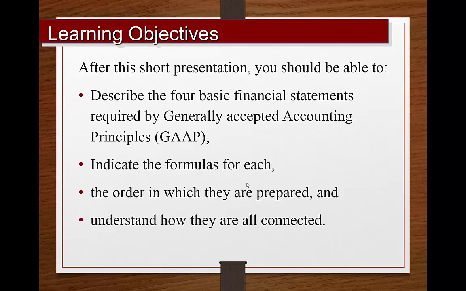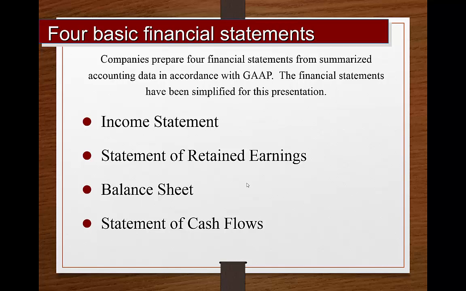After this short presentation, you should be able to describe the 4 basic financial statements required by generally accepted accounting principles, indicate the formulas for each, the order in which they're prepared, and understand how they're all connected. Companies prepare 4 basic financial statements from summarized accounting data in accordance with GAAP. For this presentation, these financial statements have been simplified to show their interrelationship.